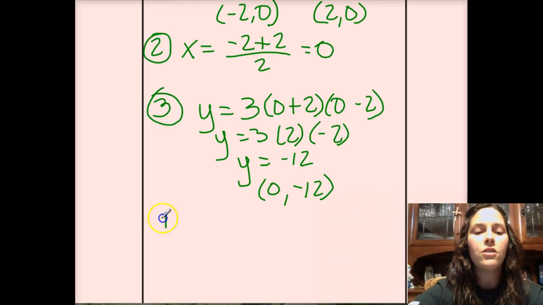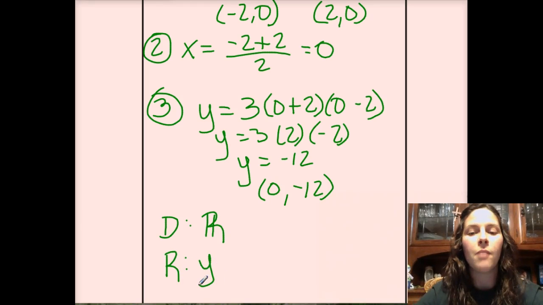Finally, domain and range. Domain for a quadratic function is always all real numbers. Range will be based on whether or not our graph opens up or down. This one opens up, so we have greater than or equal to the y-coordinate of our vertex.